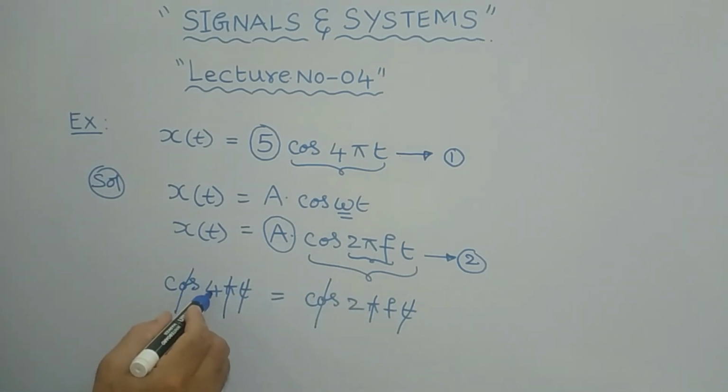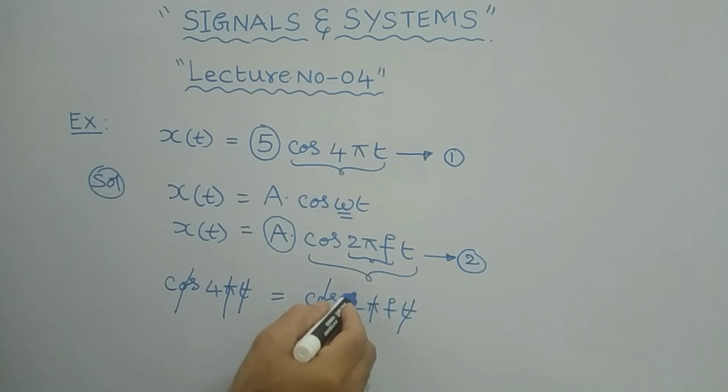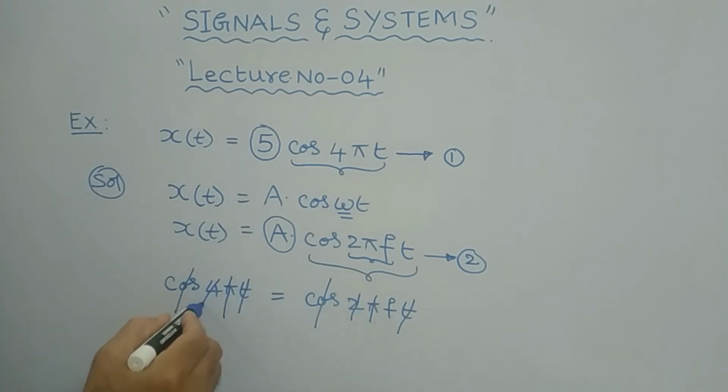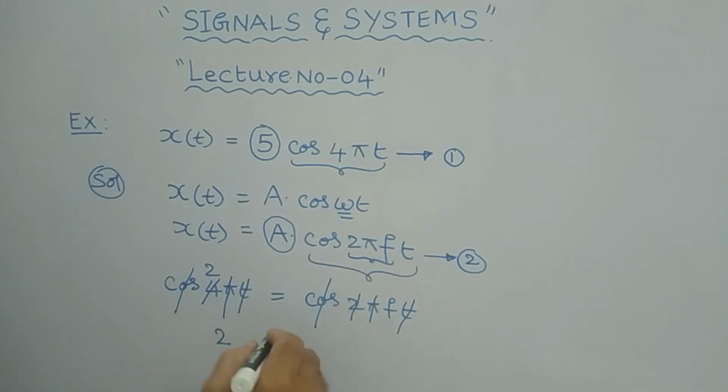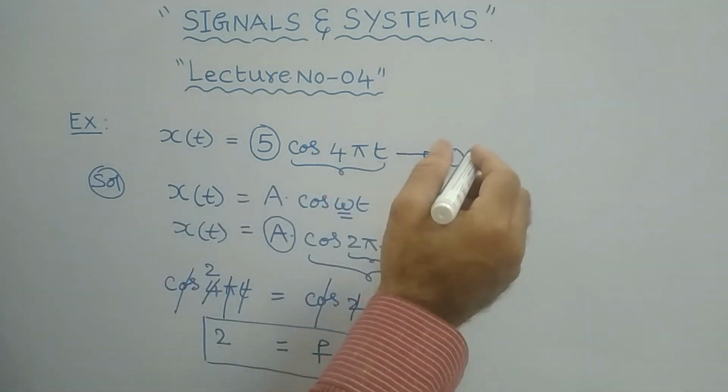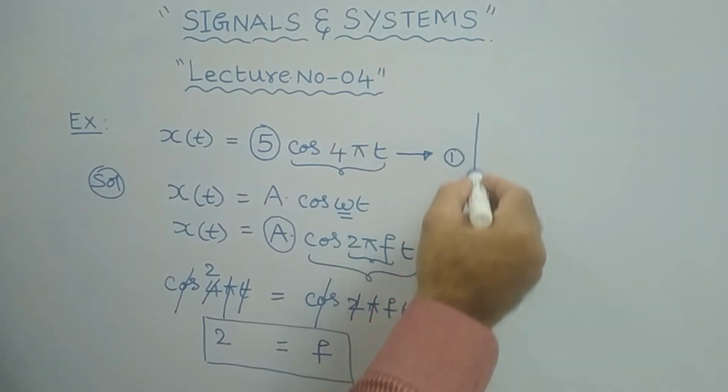What remains here? 4 is there, and on the right side 2, so 2 times 2 is 4. Therefore, what will you have here? It is 2 into f, so f is equal to 2. Clear? f is equal to 2, means the natural frequency is equal to 2. Therefore, what is the time period?